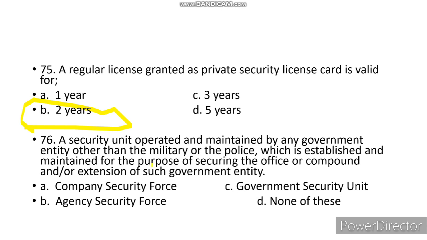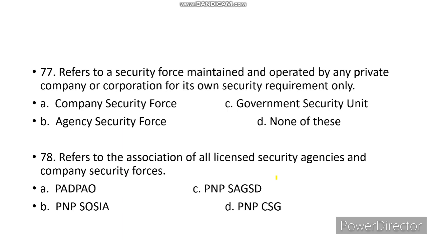76. A security unit operated and maintained by any government entity other than the military or police, which is established and maintained for purpose of securing the office or the compound, or extension of such government entity. So, what do we call that? That's C, government security unit. Si government entity nga, diba? Andiyan na nga yung keyword, eh.